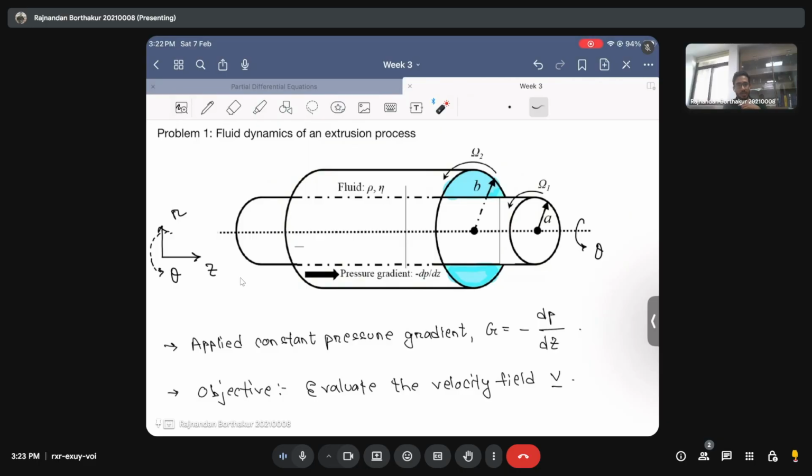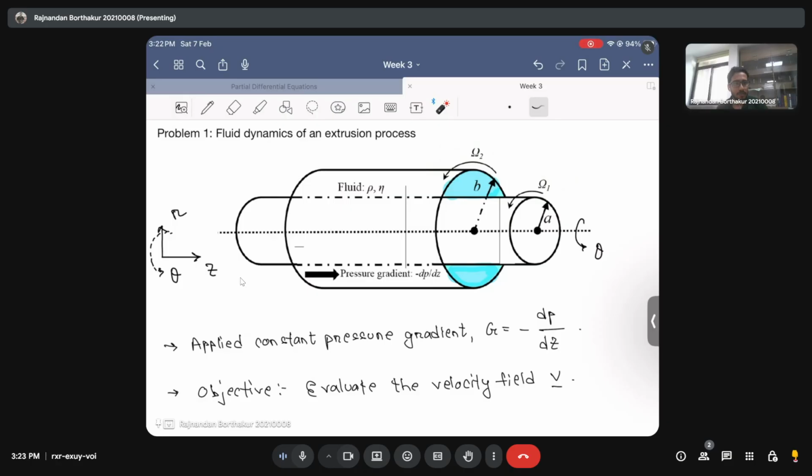Okay, what we are interested in is trying to understand the fluid dynamics behind this extrusion process. For that, we need a die, of course, and the choice of die that I have made here is two concentric cylinders, as you can see. One of the cylinders, I call it the outer cylinder, has a radius of b and is rotating with some angular velocity omega 2, and the inner cylinder is rotating with some angular velocity omega 1.